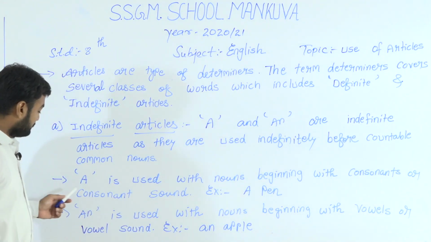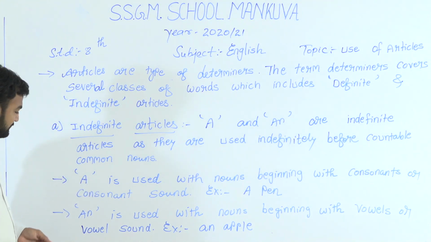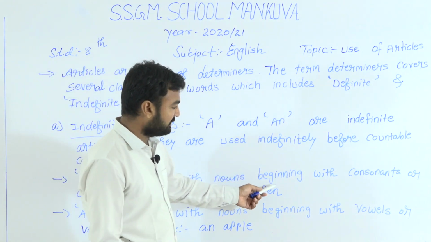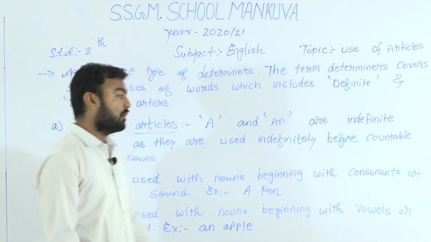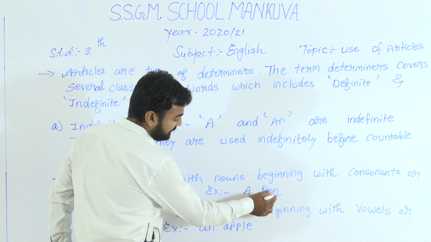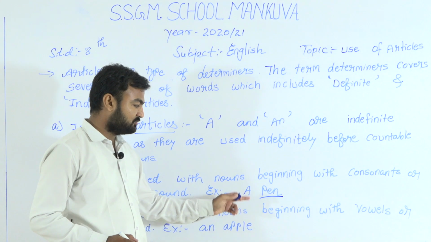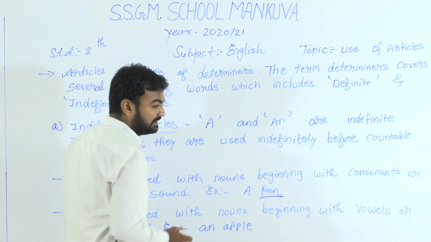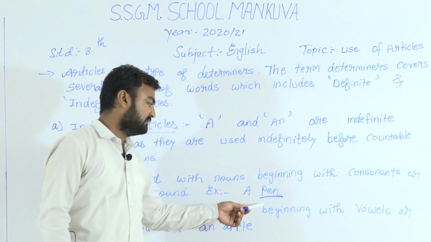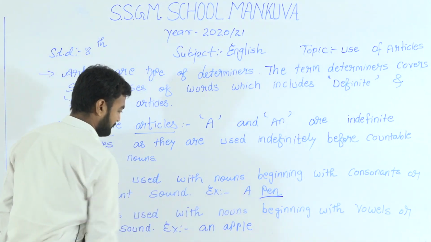Now once again we are going through the definition of a. A is used with nouns beginning with consonants or consonant sound. The example is already written over here. There is a word pen. Before that, a is used. Why? Because the first letter is P. P is a consonant over here. So for that, we use a before the word pen.